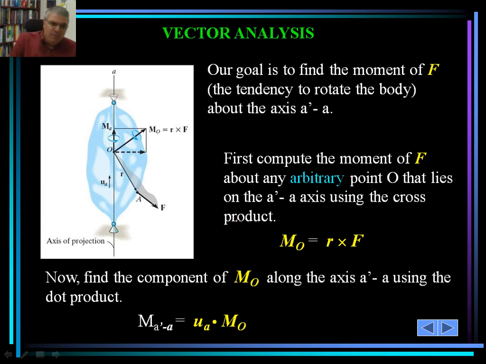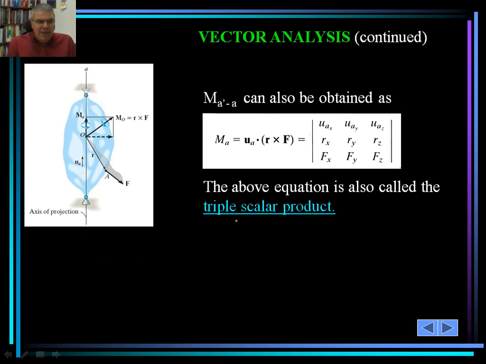As such, we can do that by taking the dot product of a unit vector along that axis with M sub O, and that would give us the moment about an arbitrary axis A. M sub AA' can be obtained the way it's shown here. What we simply did was a combination of a cross product and a dot product. So the matrix setup would be different, and this really came from the equations. We can derive that, we skip it, but this is called the triple scalar product.